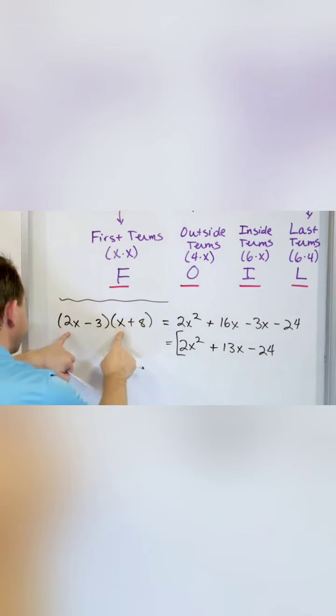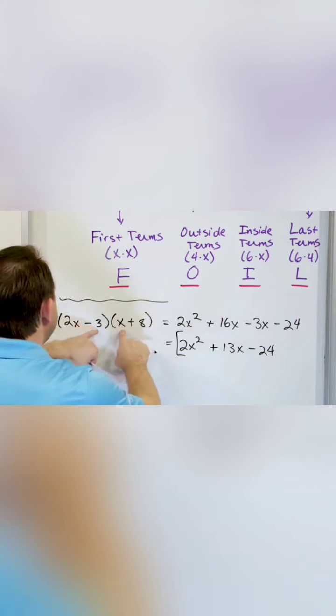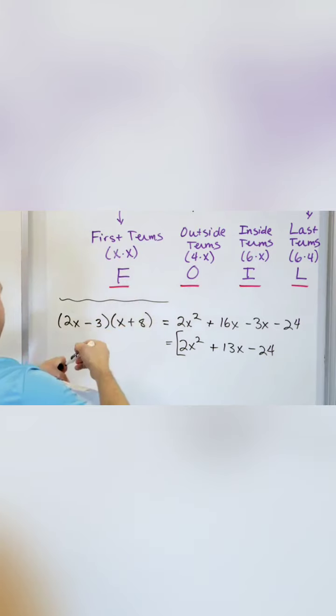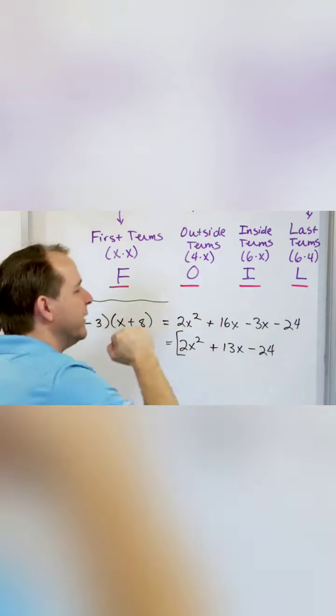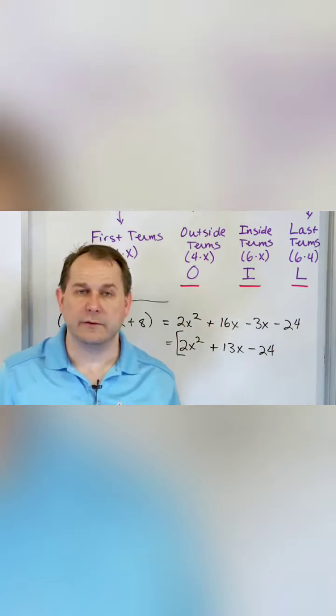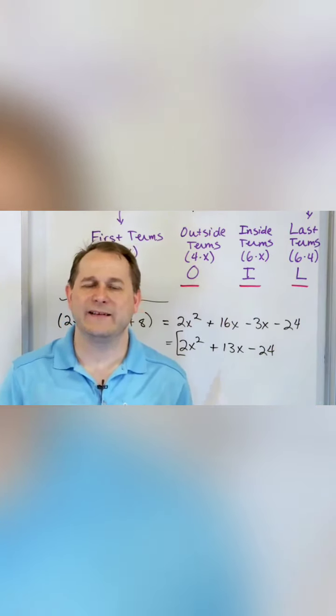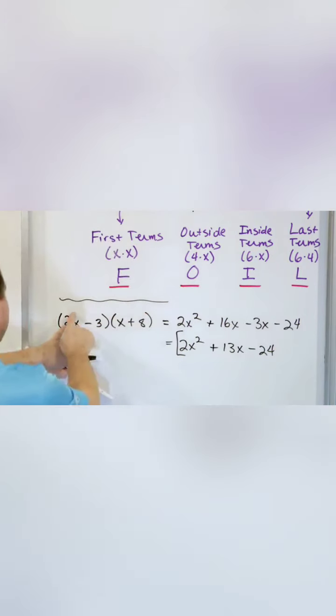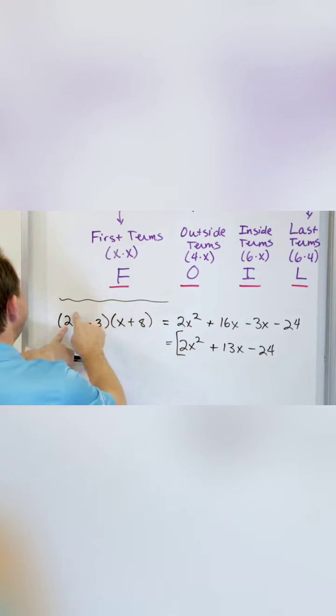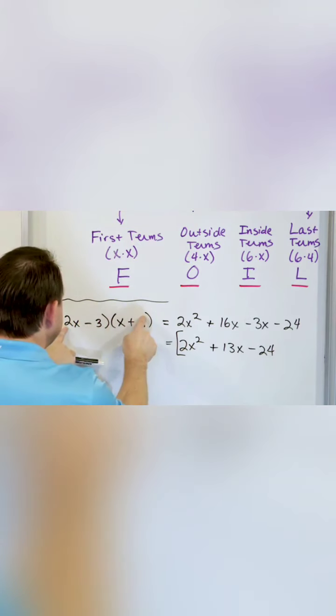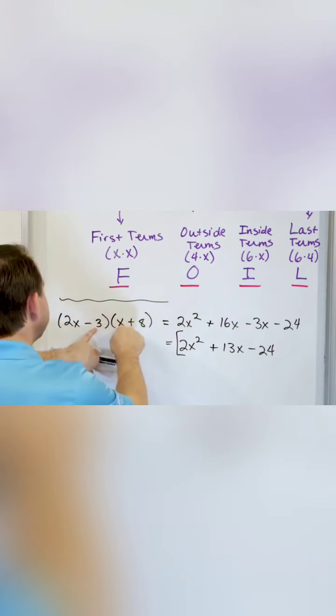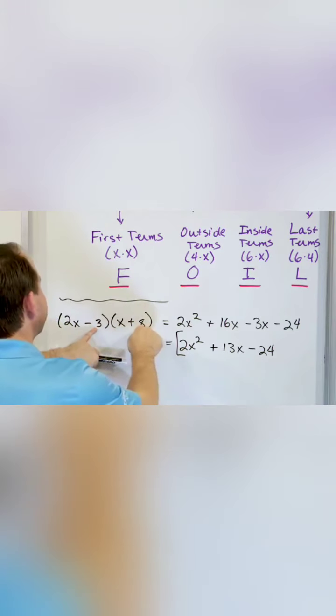So you see we did first multiplications, then outer, then inner, then last, which is the exact sequence that I taught you initially. In other words, the FOIL method is exactly what I already told you. The first terms is when you distribute this in. The outside terms is when you distribute this in. The inner terms is when you distribute this in. The last terms is when you distribute that in.